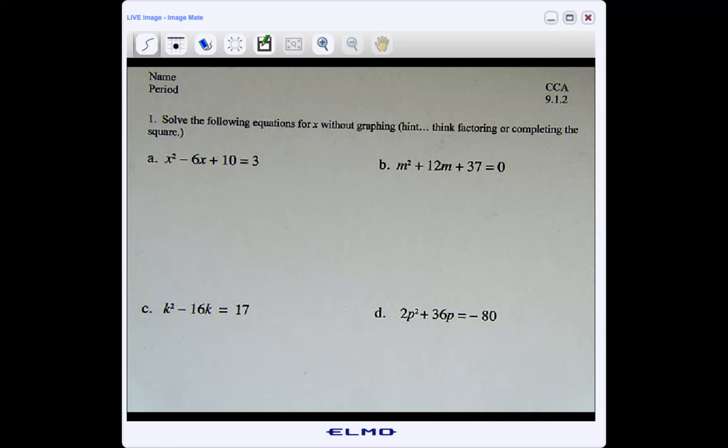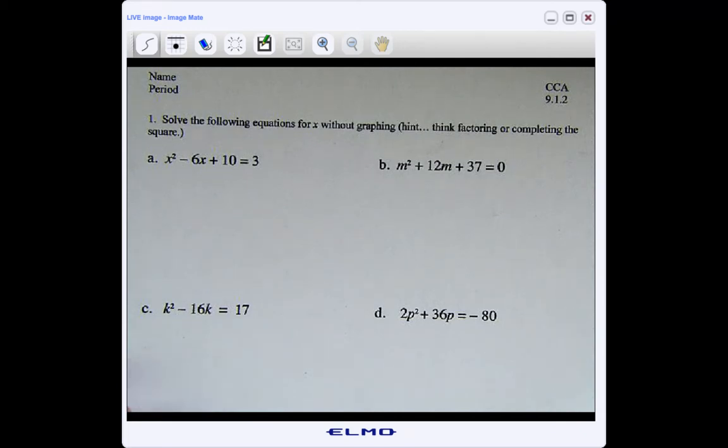Okay, so when we look at question number 1 on this paper, where it says solve the following equations for x without graphing, hint, think factoring, completing the square, I'd like you to try to work each of these out. So I'll go ahead and print out your paper and work out each problem, and then I'll show you how to work through these so you can check your work. It's really important that you understand this idea of completing the square to be able to solve.